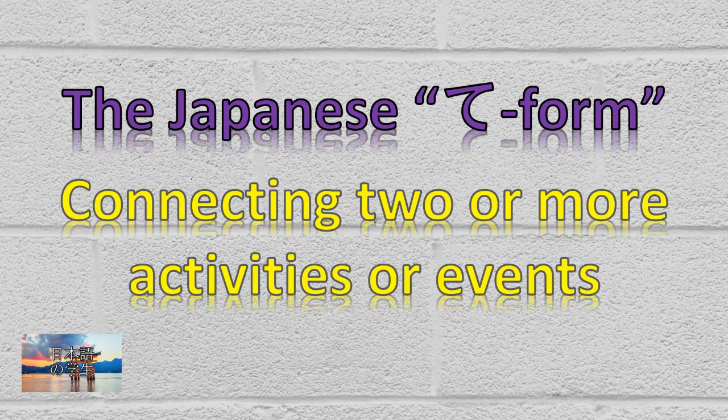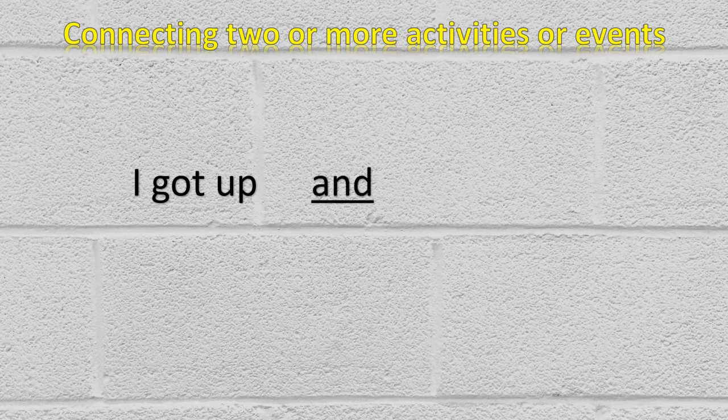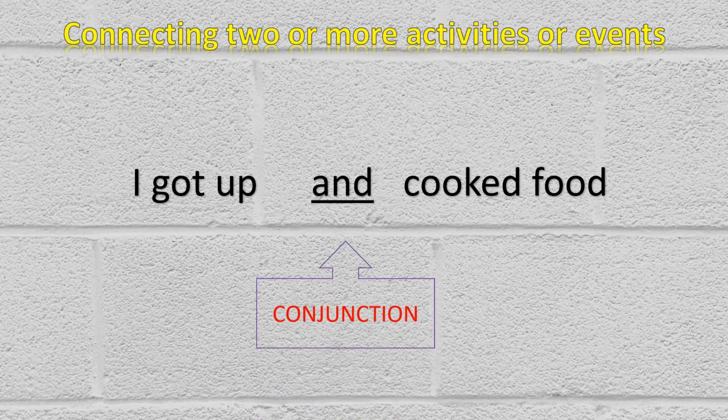Today's lesson is connecting two or more activities or events using the te form. Now in English, when we want to connect two sentences, we just add "and." I got up and cooked food. So here, we use the conjunction "and" to connect nouns or activities.